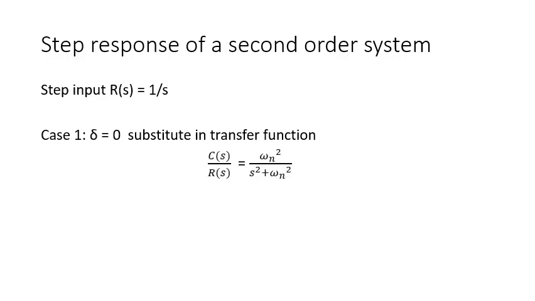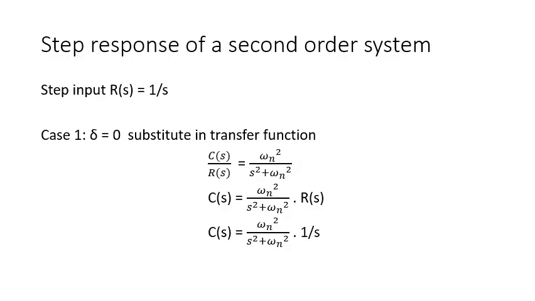When I substitute in the transfer function, you'll get C of s by R of s equal to omega n square divided by s square plus omega n square, because zeta becomes 0. So here again, I take C of s equal to omega n square divided by s square plus omega n square into R of s. Now, instead of R of s, I'm going to substitute 1 by s, and then simplify this expression.